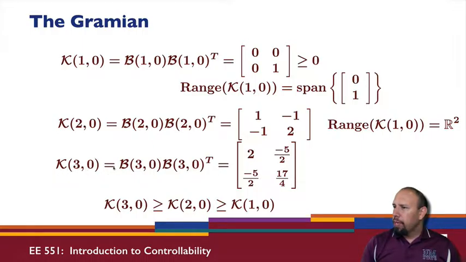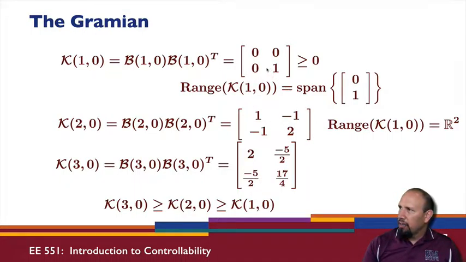The Gramian up to 3 is given by this expression. We multiply it out, we get this. In this case, we can show that this matrix is greater than or equal to, in a semi-definite sense, this matrix. And we can actually show that this matrix is strictly greater than that matrix. Sometimes we only get greater than or equal to, but since this one is greater than this one, which is greater than this one, it turns out this one is strictly greater than that one.